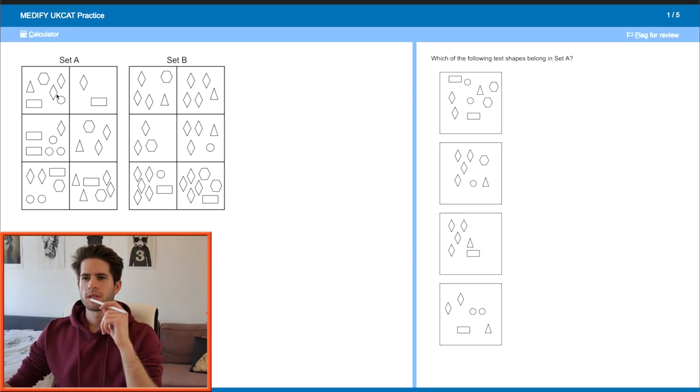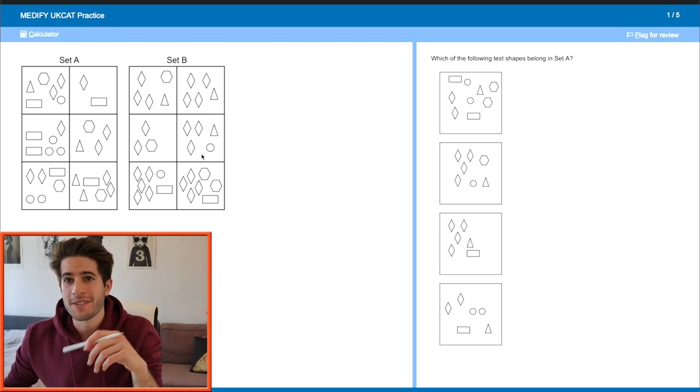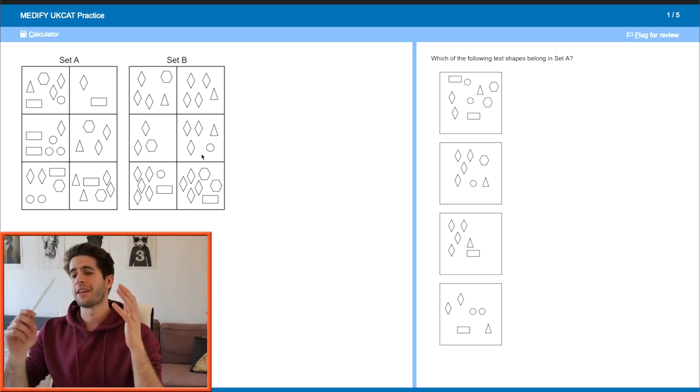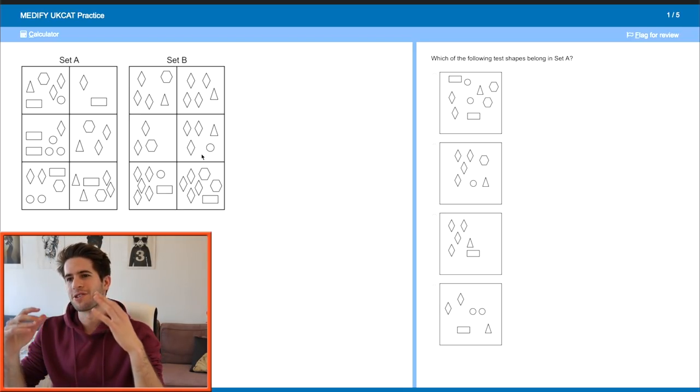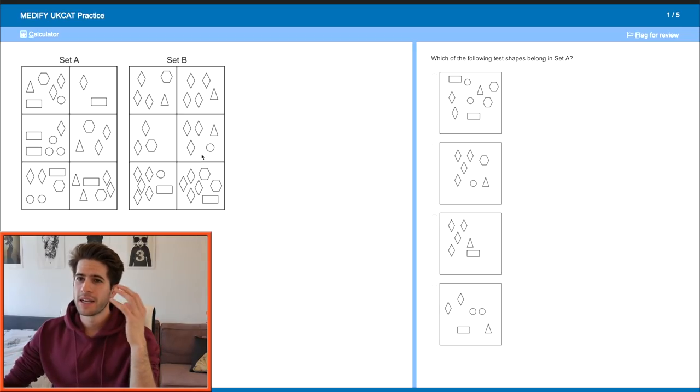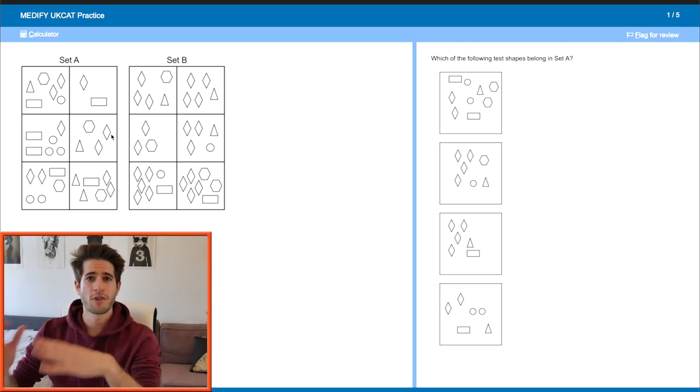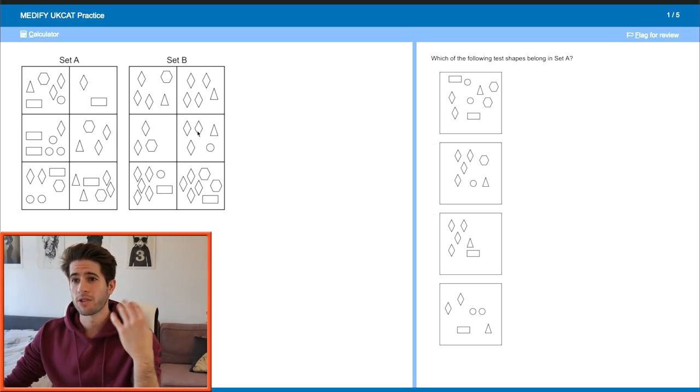Let's see, 2, 4, 6, 2, 4, 6, 2, 4, 6, 2, 4, 2, 2, 4, 6. Please be odd here. 2, 4, 5, 2, 4, 5, 2, 4, 5. Okay. So this is, again, a great example of getting overwhelmed with information and them trying to confuse me. I was looking at the diamonds, I was looking at the triangles, I was looking at the shapes, whereas it was so much simpler. It's just about odd versus even total number of shapes.